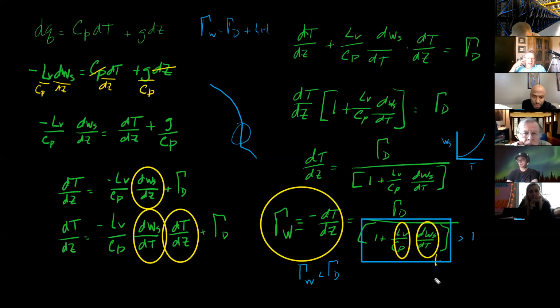So let's say, what's that last term in the top? Gamma W equals gamma D plus... In the middle, the blue. Oh, LH. Gamma W equals gamma D plus latent heat.